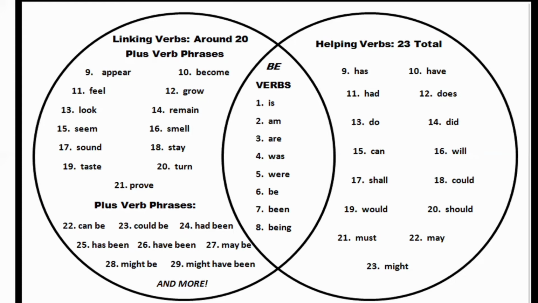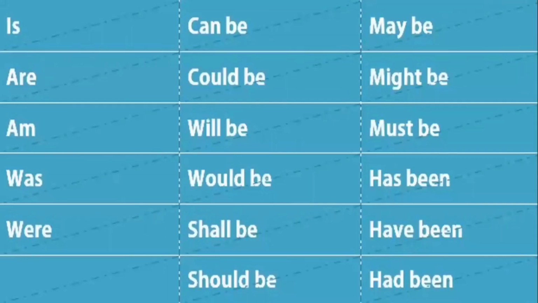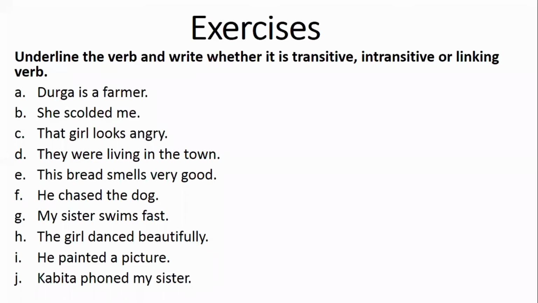Apart from them, appear, become, feel, grow, look, remain, seem, smell, sound, stay, taste, turn, these are called linking verbs. Okay, so is, was, were, can be, could be, will be, would be, shall be, should be, may be, might be, must be, has been, have been, had been, these are also called linking verbs. Now here is an exercise to identify linking verb, transitive verb and intransitive verb. Now let me summarize it one more time.